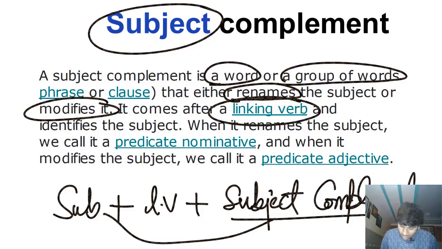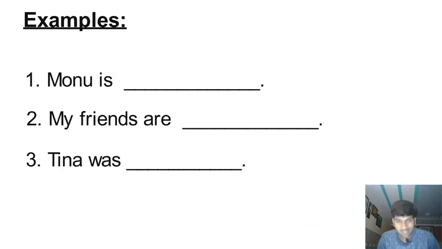Now, coming back to our lesson, okay. So a subject complement completes the meaning of a subject and either renames it or modifies it. Now we have some examples without subject complements. So what we'll do is we will fill these blanks with some subject complements. Example number 1, mono is.